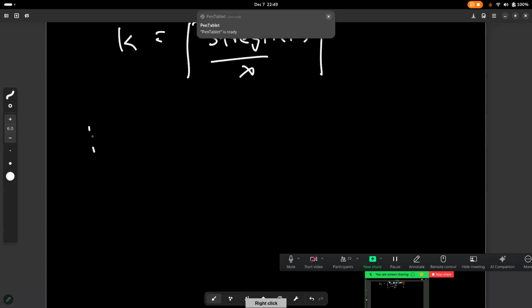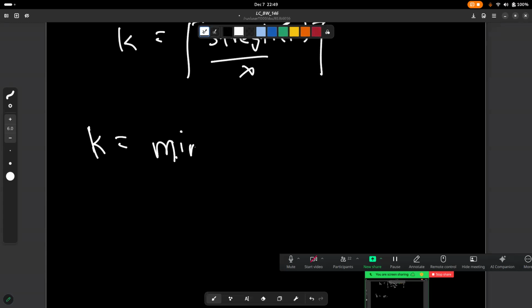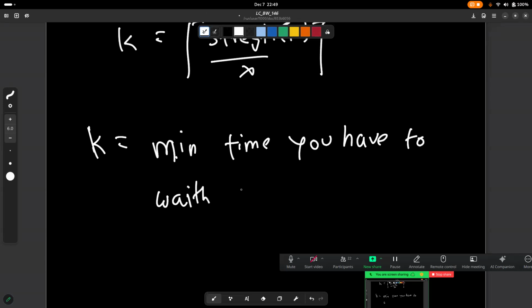What does this k signify? Well, this k says what is the minimum time you have to wait for the sword to reach strength of i.